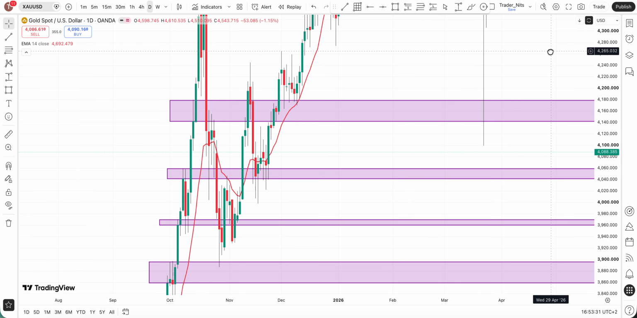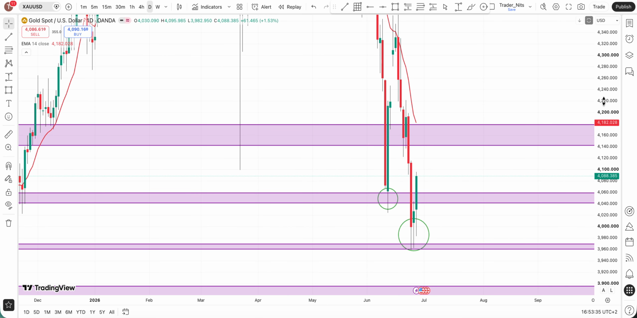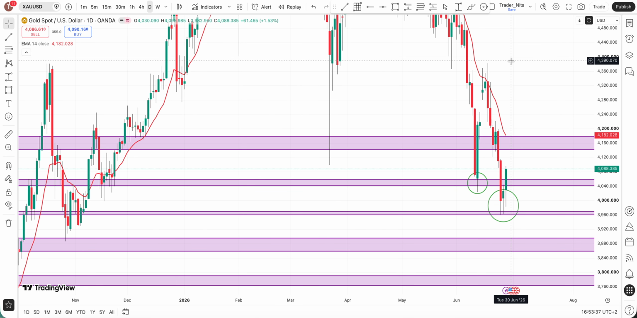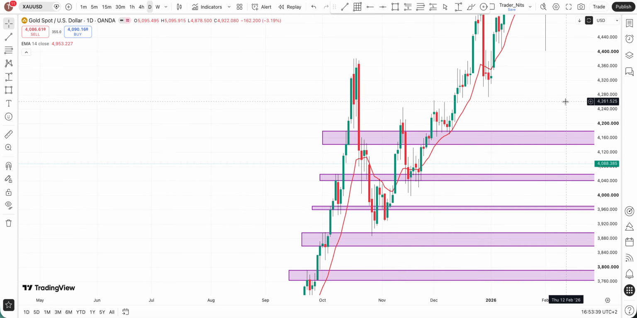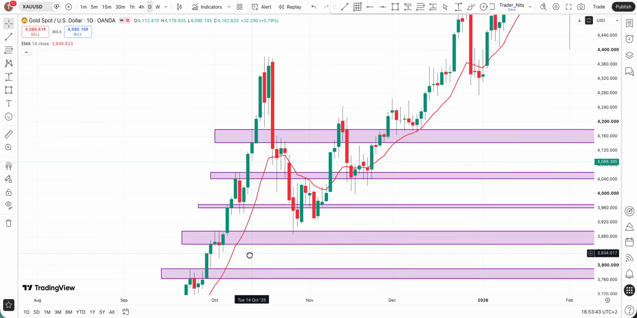Who else is gonna teach you this stuff? No one. This is my own knowledge. I don't think even ICT told you guys this, or any support and resistance. These are the real support and resistance, guys.